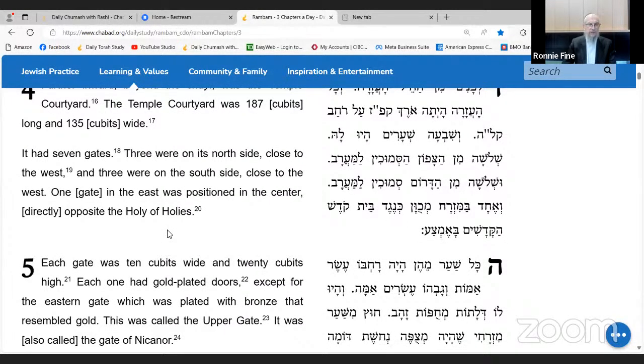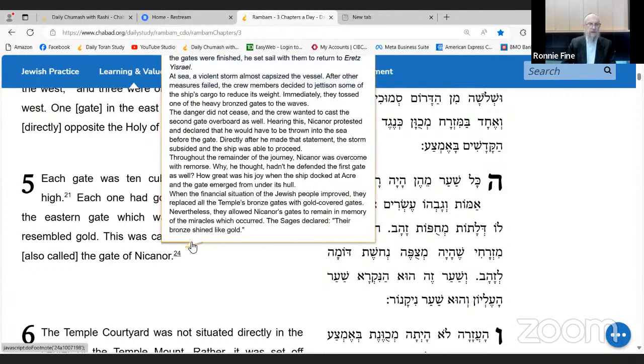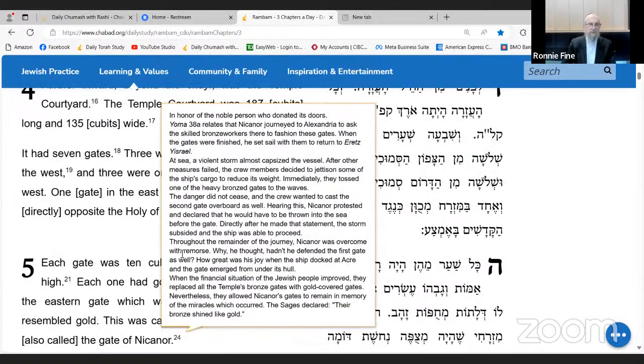Each gate was 10 cubits wide, 15 feet, by 30 cubits high, 30 feet high. Each one had gold plated doors, except for the east gate, which was plated with bronze to resemble gold. It was called the upper gate. It was also called Shar Nicanor, the gate of Nicanor. It has an interesting history, in honor of the noble person who donated the doors.